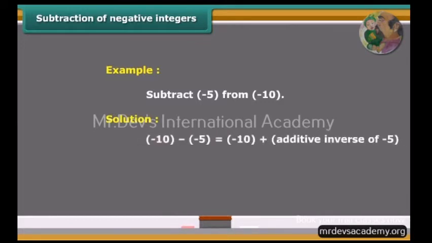Now let us find the value of -10 minus -5 using a number line. This is the same as -10 plus +5, as the additive inverse of -5 is 5. First, we move 5 steps to the right on the number line, starting from -10. We reach -5.